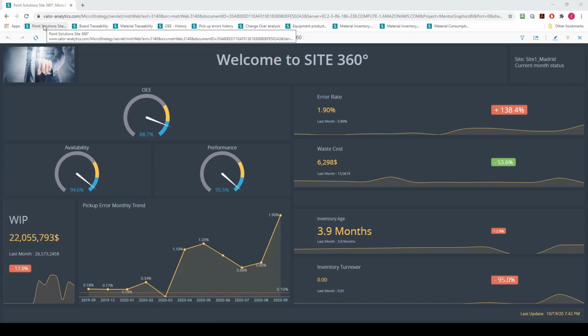This material management demonstration will discuss manufacturing analytics. The first report to view is the Site 360 dashboard, which is a high-level overview of material performance at the site. The information includes OEE, availability and performance of the manufacturing lines, WIP inventory value, pickup error monthly trend, error rate, waste cost, inventory age, and inventory turnover.